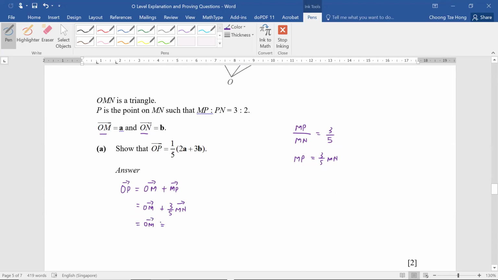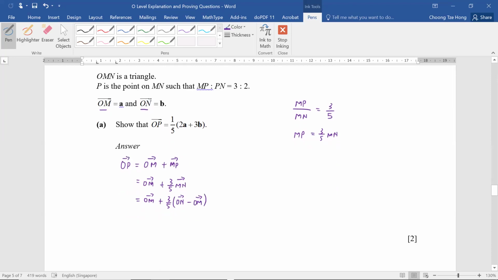If we want to find the vector MN and we know the position vectors of M and N, then we can express MN as ON minus OM. This will allow us to find OP, because we are given the position vectors OM is A and ON is B. But let's simplify this a bit first.